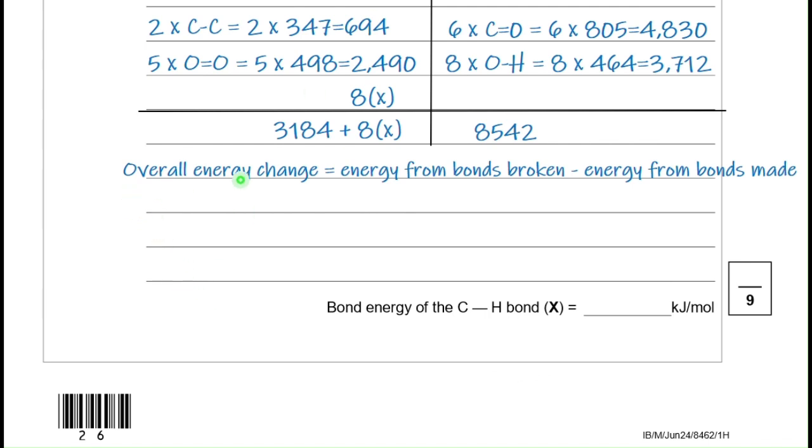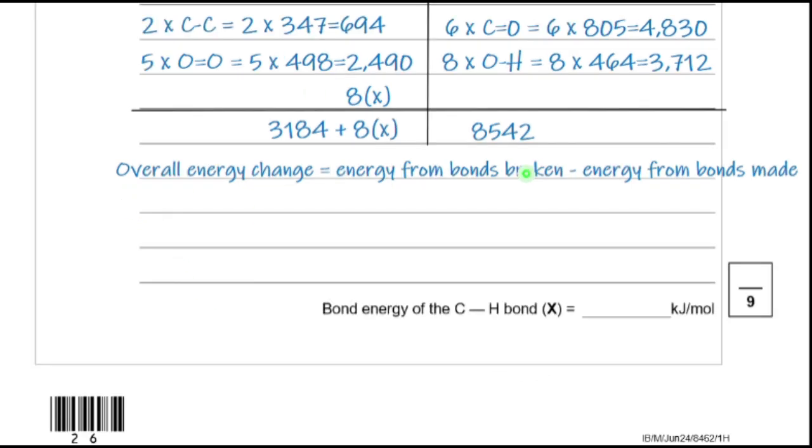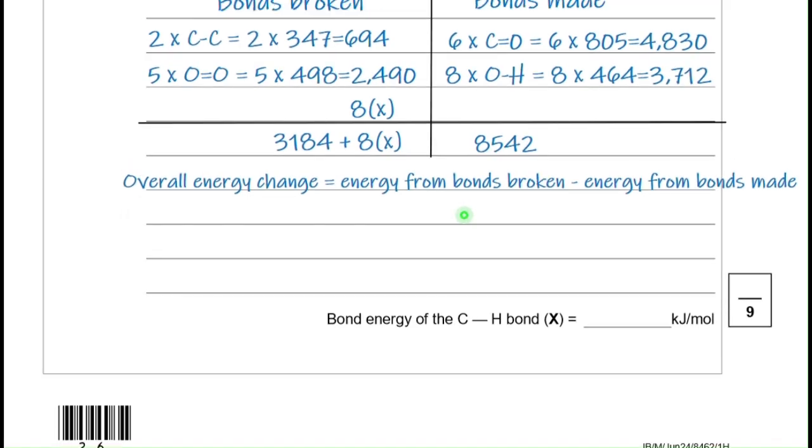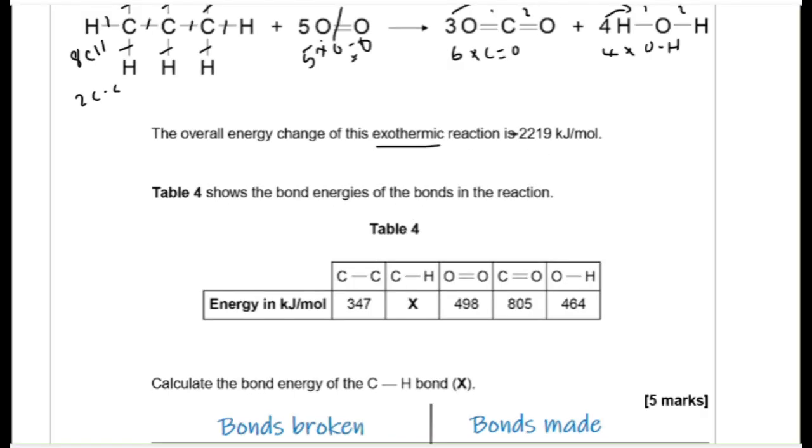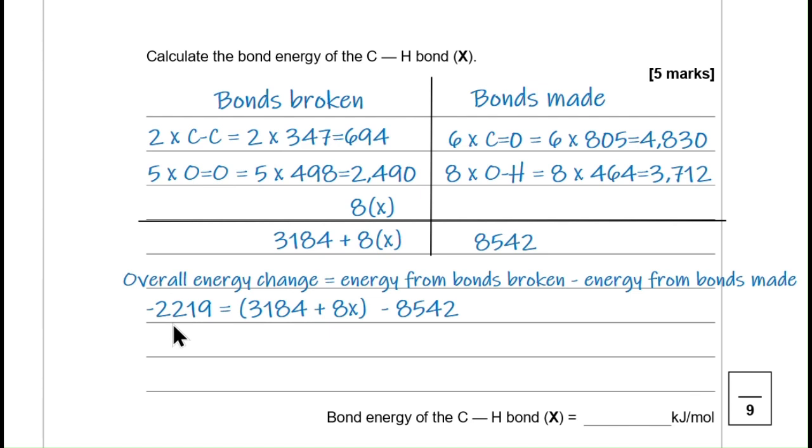Now, we use the equation. The overall energy change is the energy from bonds broken minus the energy from the bonds made. Now, if we go back up into the question, we've been given the overall energy change, and that is 2219. But look, it's an exothermic reaction. So that energy change must have a negative value because it's an exothermic reaction. And this is a place where lots of students will make a little mistake. So don't forget, exothermic reactions have a negative energy value. So if we sub all that in, minus 2219 equals, in brackets, 3184 plus 8x minus 8542.